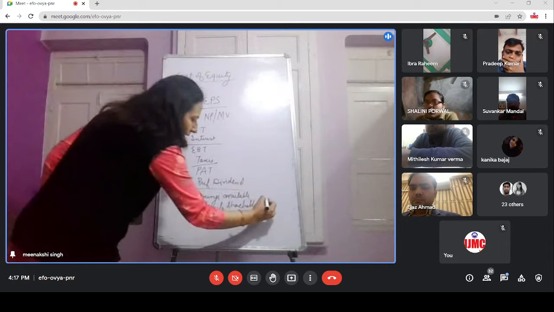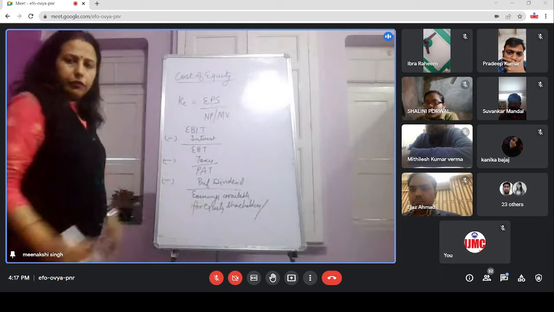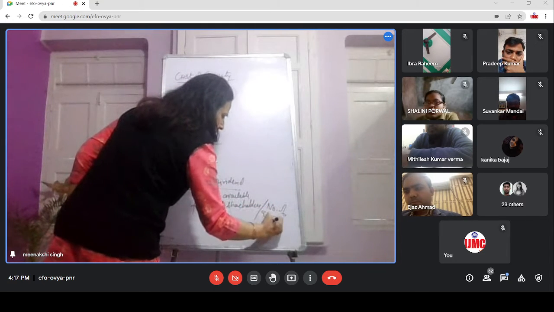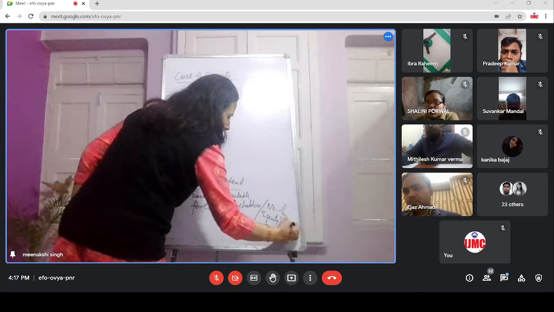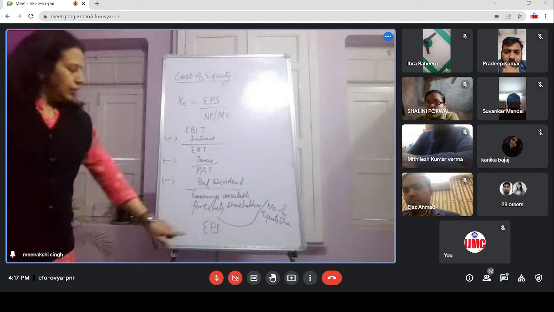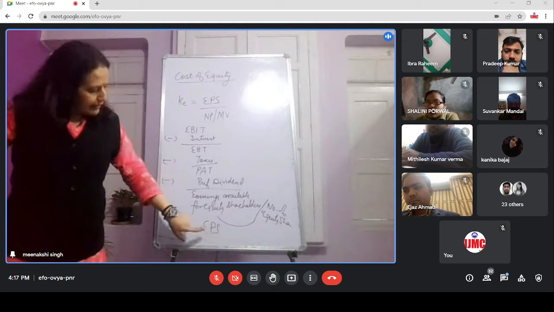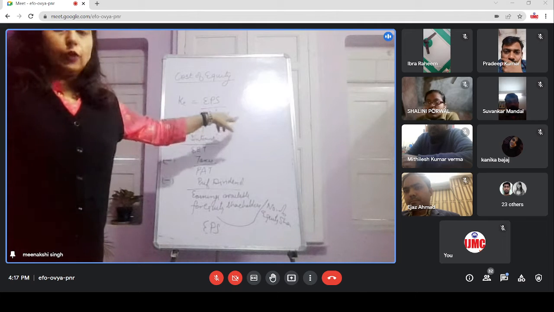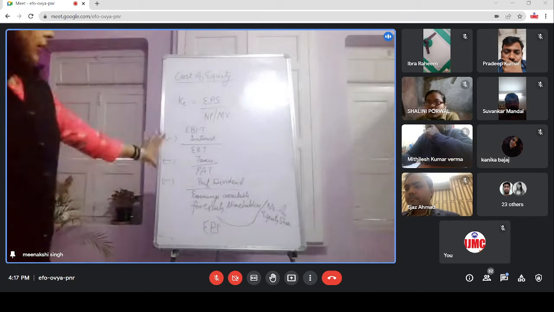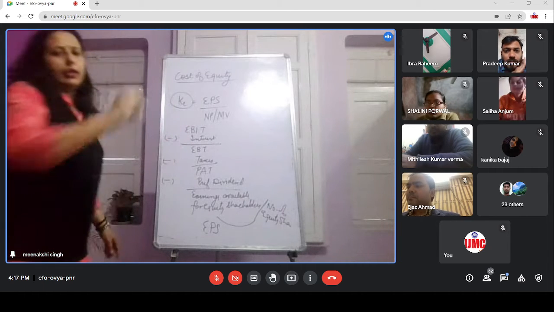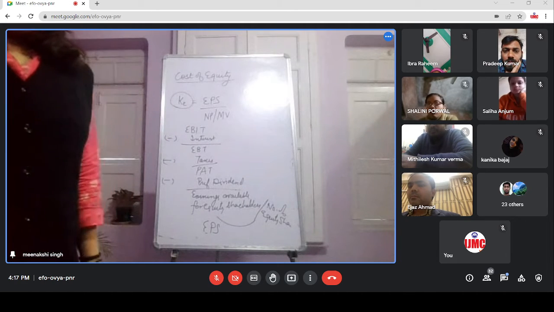And when you divide this earning available for equity shareholders with the number of equity shares, this will be termed as EPS, earning per share. And this earning per share is to be compared with either the market price or the net value, whatever is given in the question. It will tell us the exact amount, how much cost of equity the company is incurring.